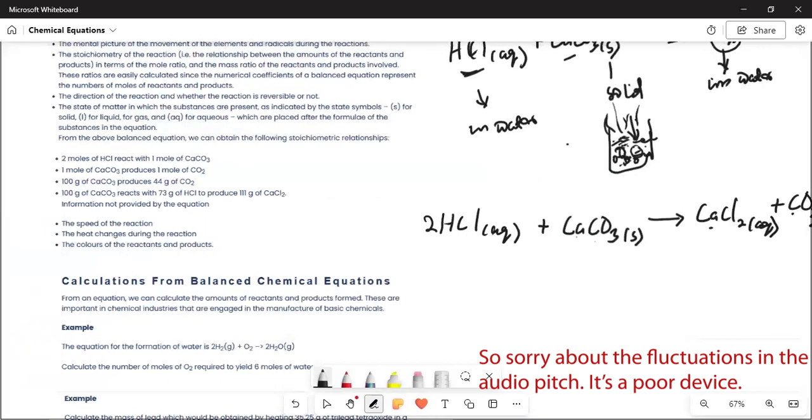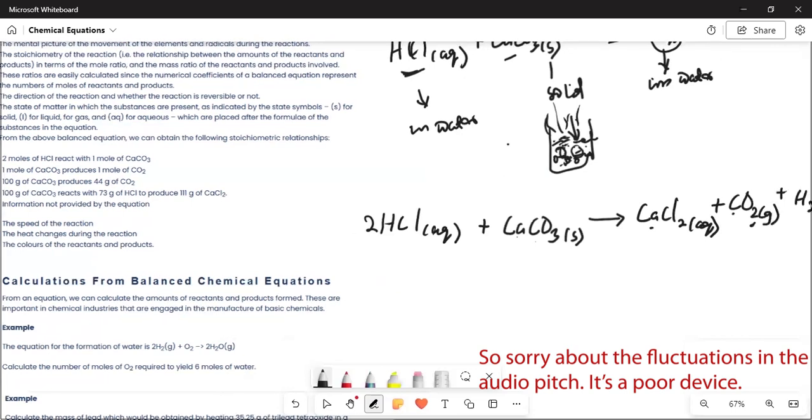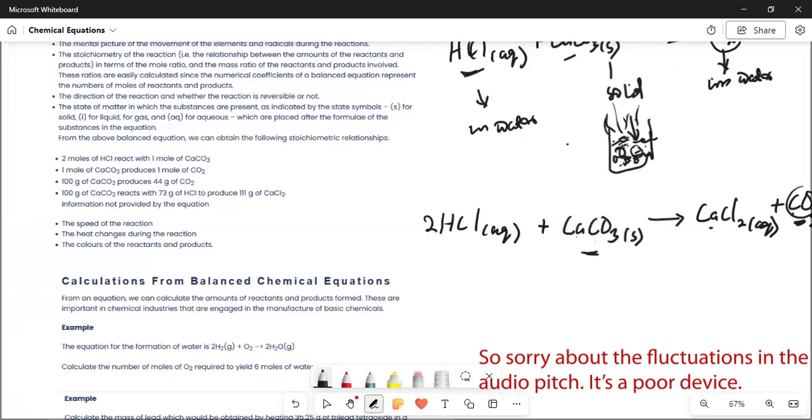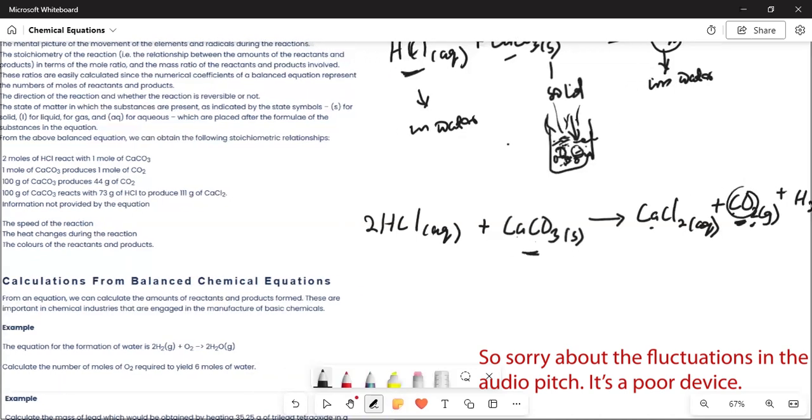So from this balanced equation, we can see that 2 moles of HCl react with 1 mole of calcium carbonate, and also 1 mole of calcium carbonate produces 1 mole of carbon dioxide. Why do we specify that it is this that produces this? Because this CO2 comes out of this radical here, CO3. That is why it is specific there that 1 mole of calcium carbonate produces 1 mole of CO2.